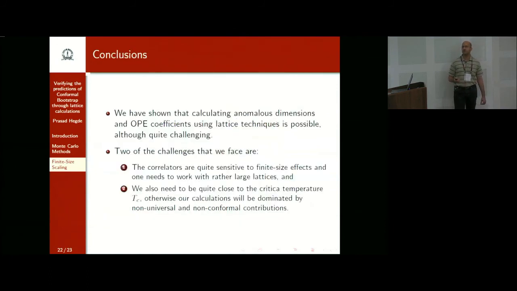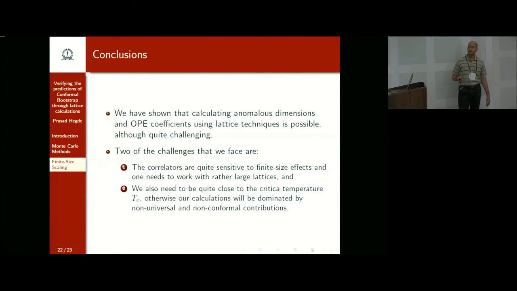What I've shown you here, and what we seem to find, is that it's possible, although a challenging exercise, to calculate OPE coefficients and anomalous dimensions. Two of the challenges that we face here, for example, is that, like I mentioned, they're quite sensitive to finite size effects, and we need to be close to the critical temperature.